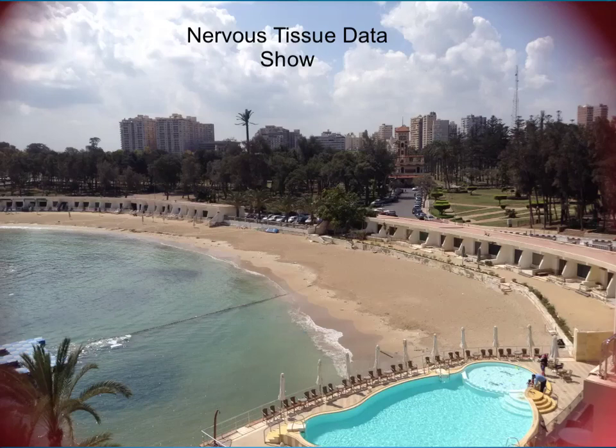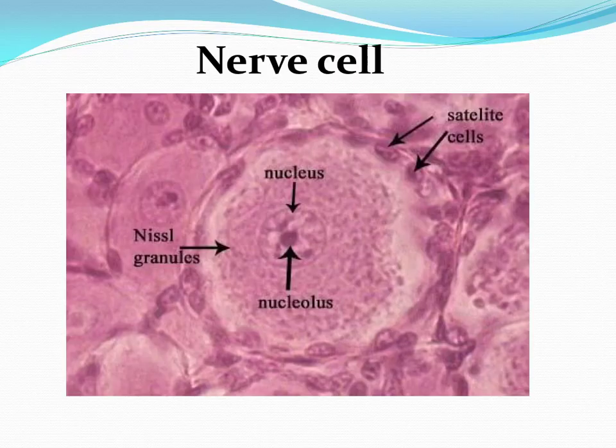Bismillah ar-Rahman ar-Rahim. This is the revision for the nervous tissue data show. This picture is for the nerve cell. As you see, we have here in the center of the nerve cell the nucleus, and this is the cytoplasm, and the whole boundary of the nerve cell is this one. Then we have a space, and then we have a ring of satellite cells.